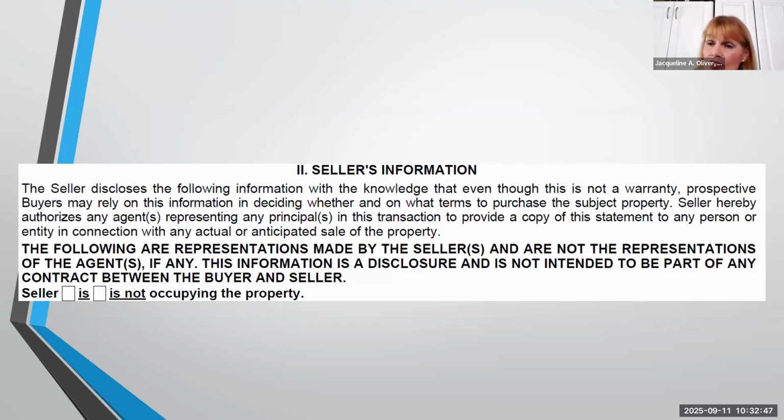Okay, and so the transaction requires a TDS. Now there are some that don't require a TDS. There are some that are exempt. Certain trusts, probate, they have exemptions. Properties bought in foreclosure have exemptions because there's no way that the seller would know everything about the property. So this section at the bottom of that little block for seller's information, it says the seller is or is not occupying the property.